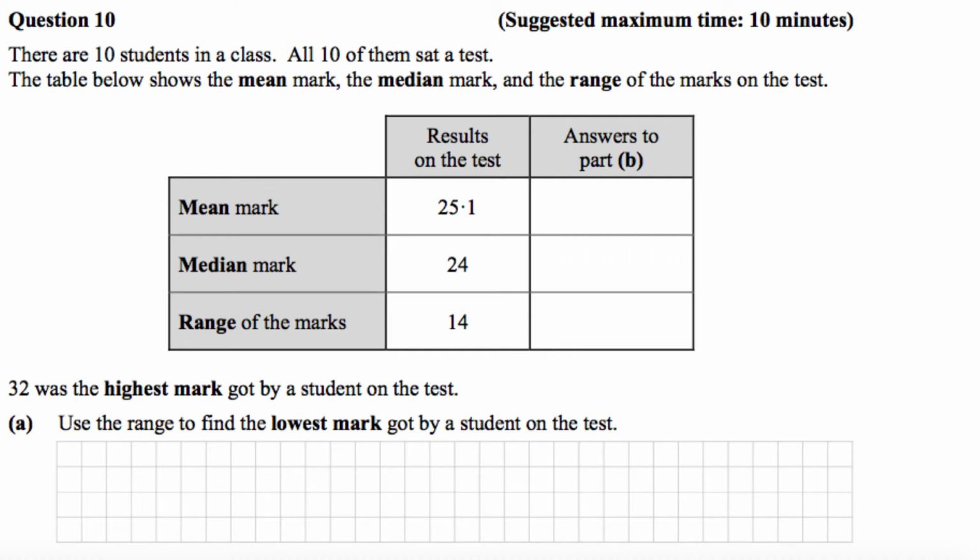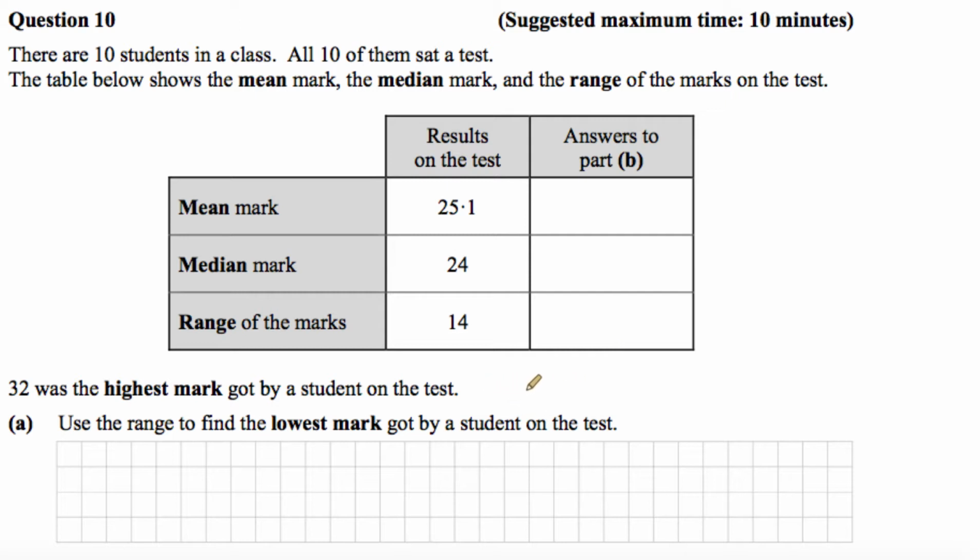So this is the 2015 Junior Cert Higher Level Paper 2 and we're looking at question number 10. There are 10 students in a class. All 10 of them sat a test. The table below shows the mean mark, the median mark and the range of the marks on the test. So here we have our results for the test here. 32 was the highest mark got by a student on the test.